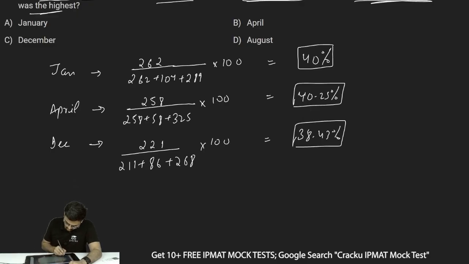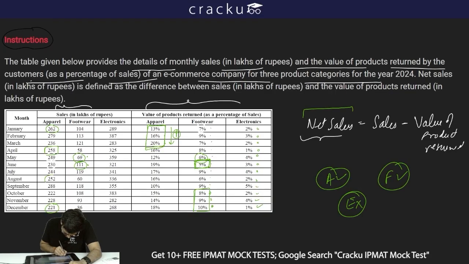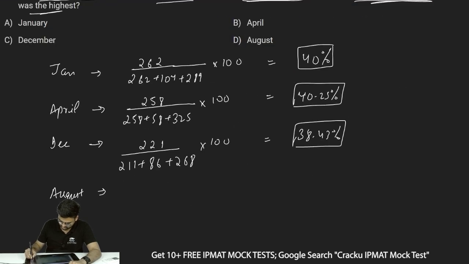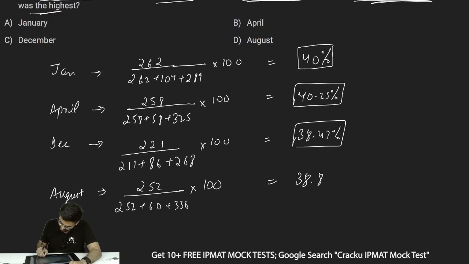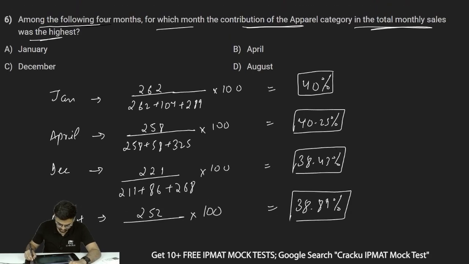Now we have for August. So August, it is 252 is the contribution and total is 252 plus 60 plus 336 into 100. This is equal to 38.89%. Now we have to find out which was the highest. The highest was 40.25%, which is the April month, and therefore option B, April, will be the correct answer.